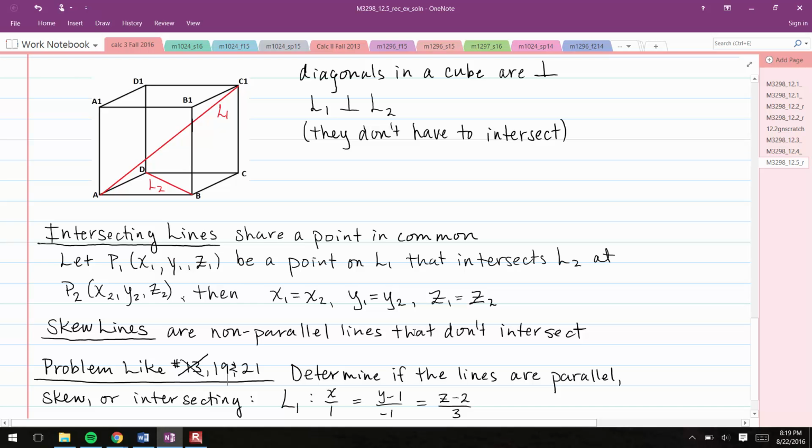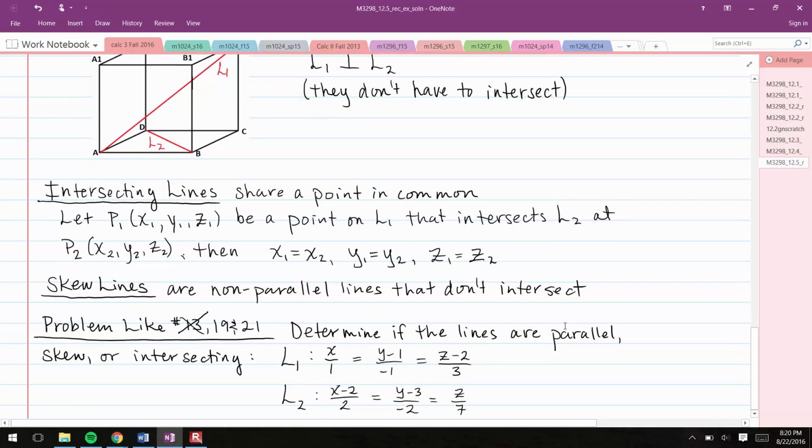Intersecting lines share a point in common. That was something that, of course, happened in 2D. But we got an extra component here: the z direction. So if we have an intersection, then each of the x, y, and z coordinates have to be equal. It's not good enough to get 2 out of 3, of course.